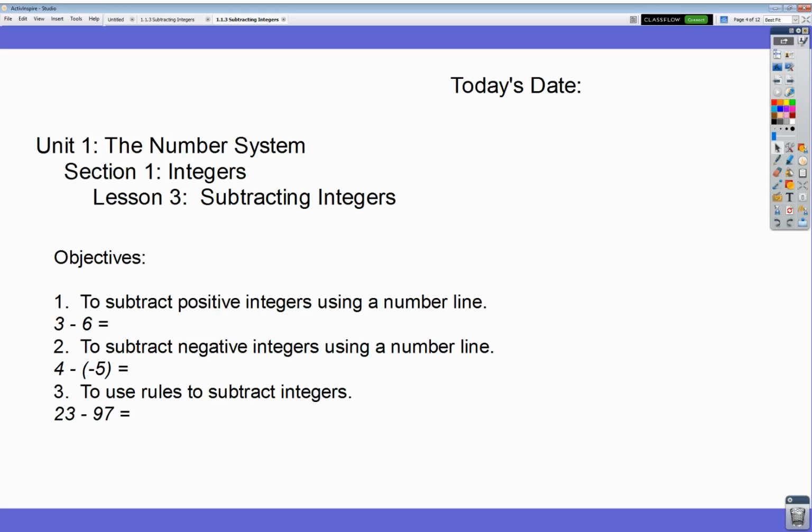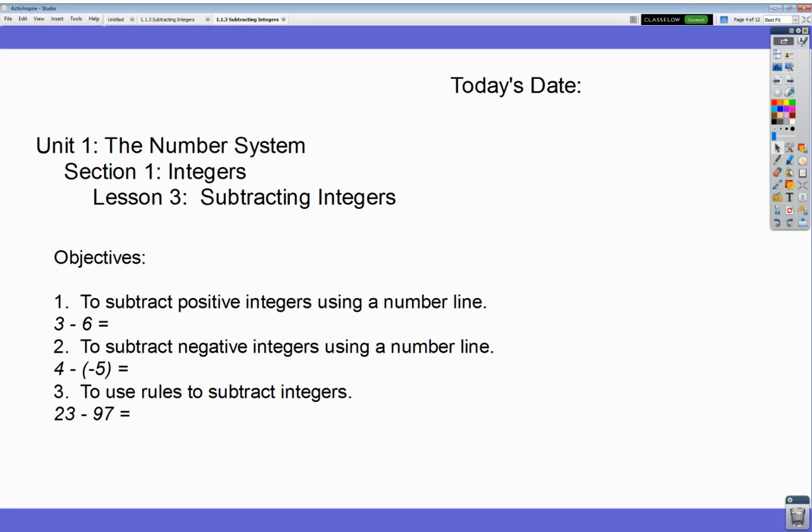Today's lesson is lesson 3 of the number system integers, and it's subtracting integers. If you have not mastered lesson 2, adding integers, then please do not do this lesson. Go back and watch lesson 2, adding integers, until you are really secure with it before you do this lesson.